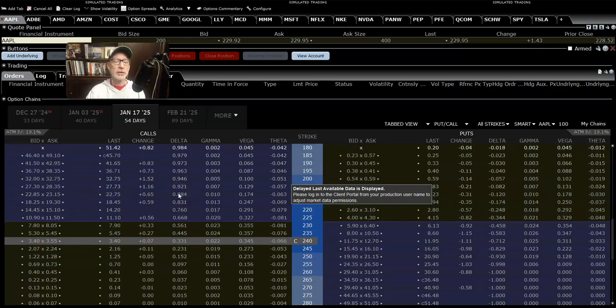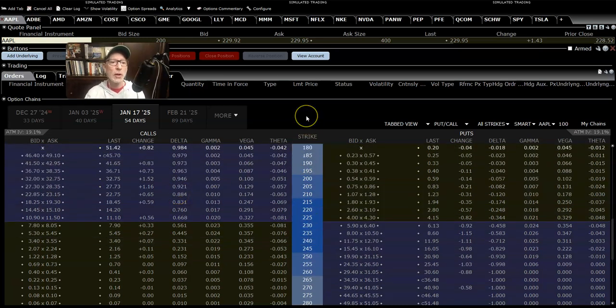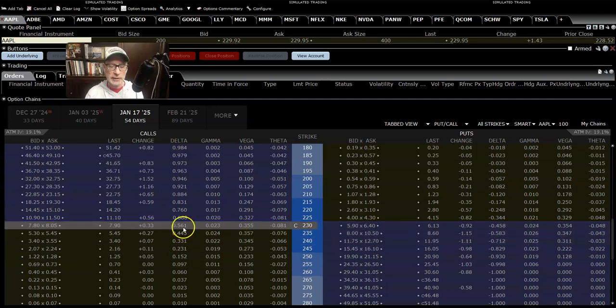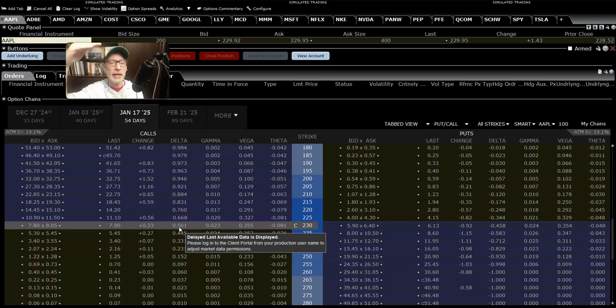So the first definition of delta that we've talked about is how much the option price will move in conjunction with the move in the stock. Now we compare it to a $1 move in the stock price. That's just the easiest way to look at it. So let's look at the 230 calls. The at the money has a 56% delta, or 56 cents, we can say in this case. So for every dollar that Apple moves up, this option value will move up by 56 cents per contract.